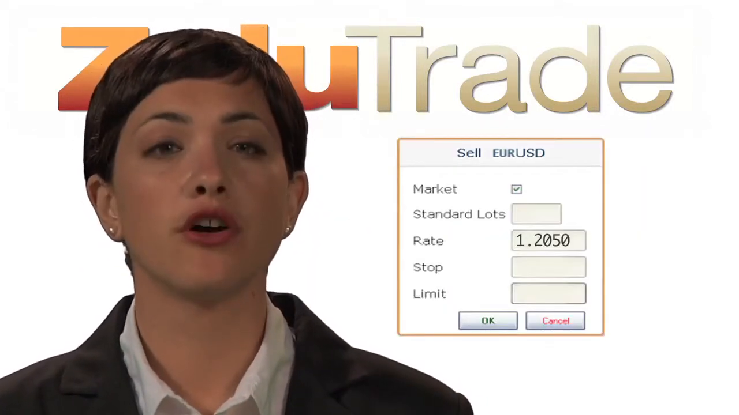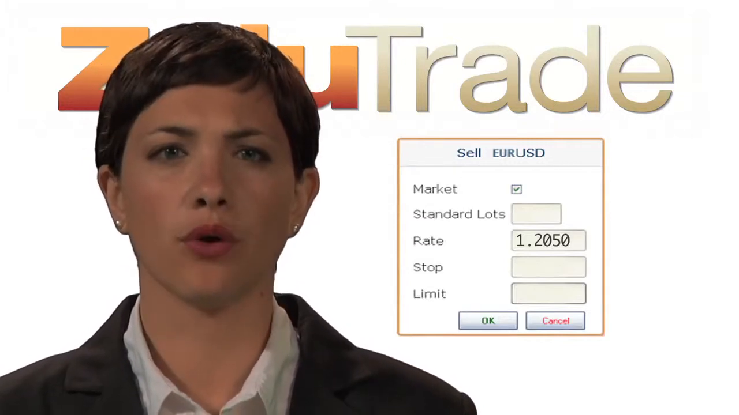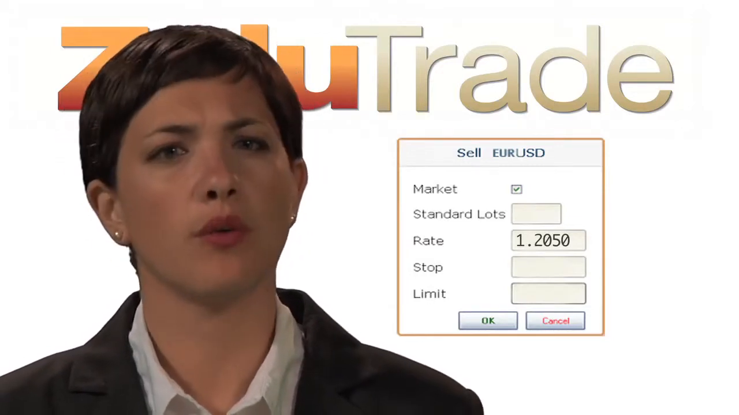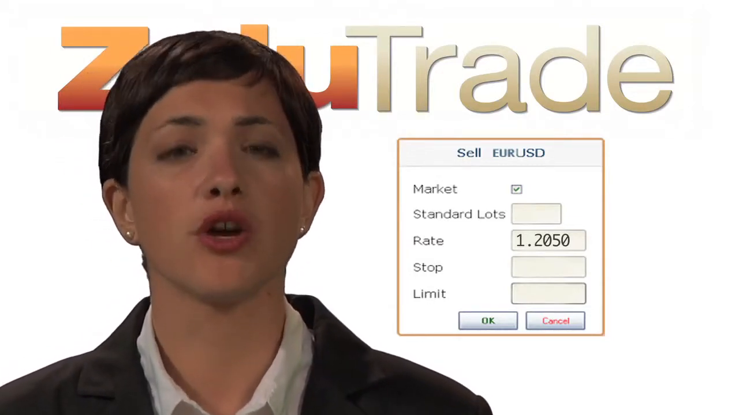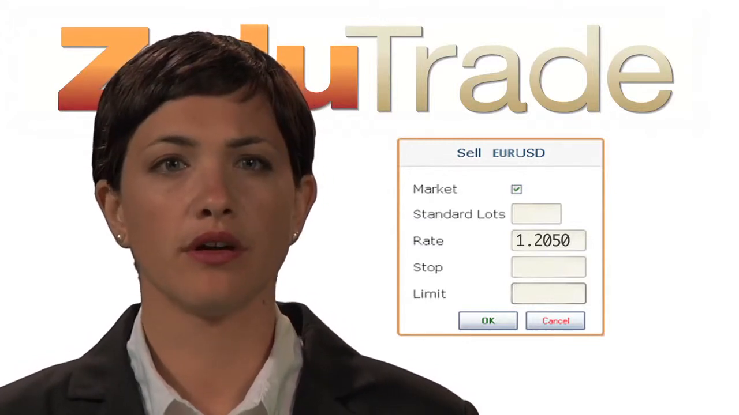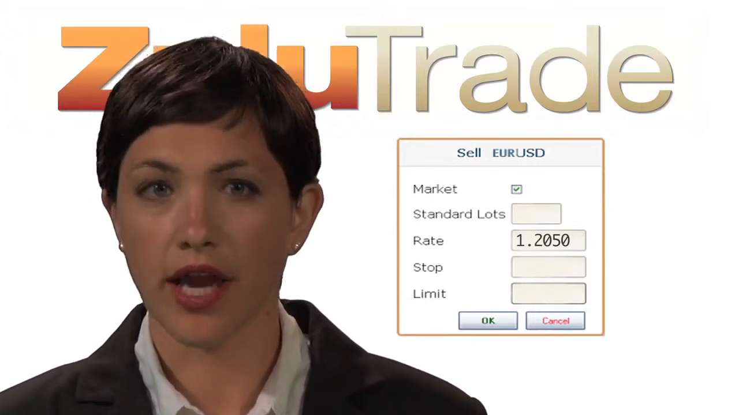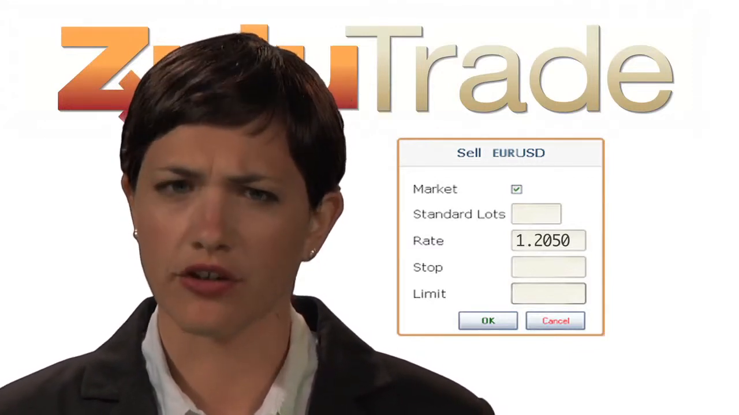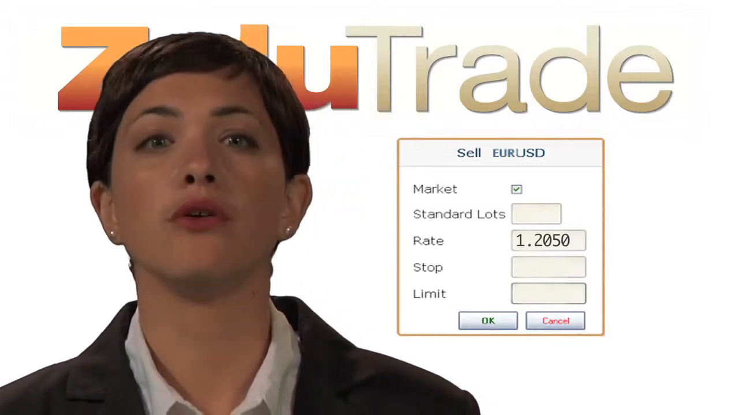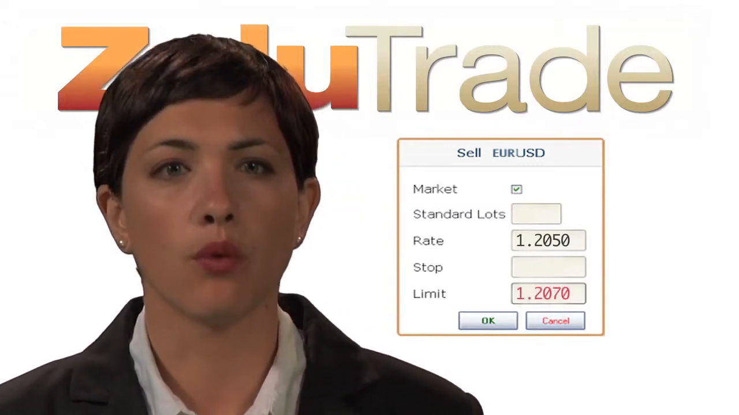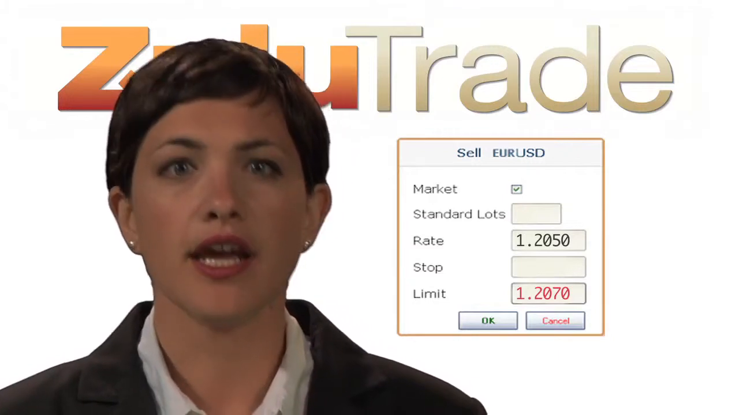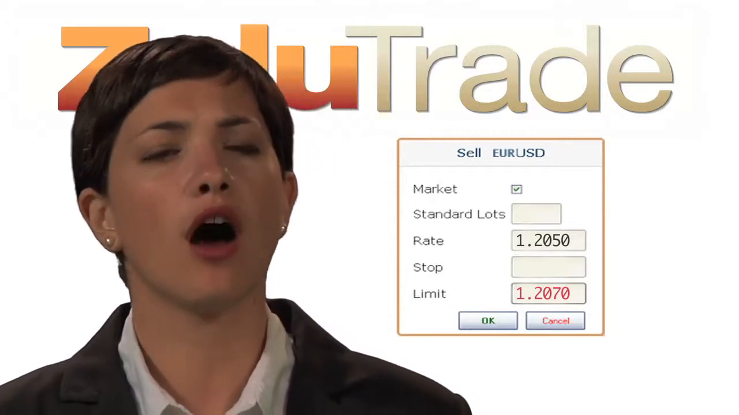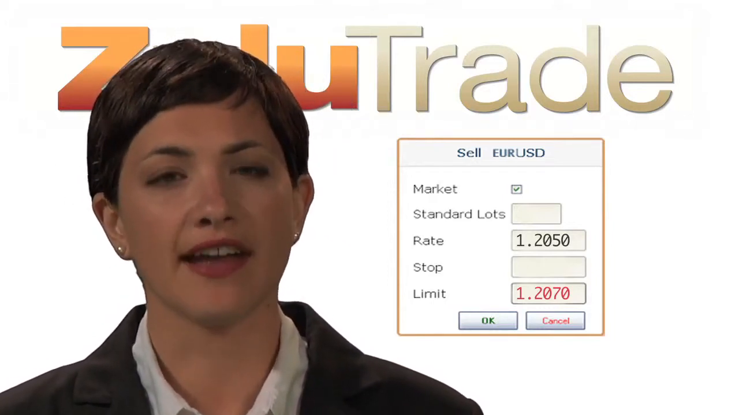Let's say that the euro-US dollar pair is currently being sold for 1.2050 dollars to the euro. But you only want to buy euros if the price reaches 1.2070. You can either sit in front of your monitor and wait for it to hit 1.2070, at which point you would execute a market order, or you can set a buy limit order at 1.2070. If the price goes up to 1.2070, the platform will automatically execute a buy order at that exact price.